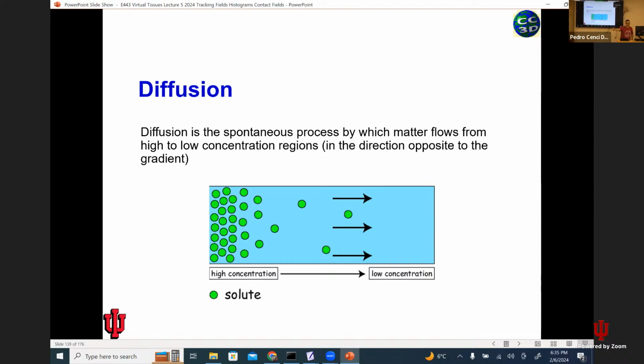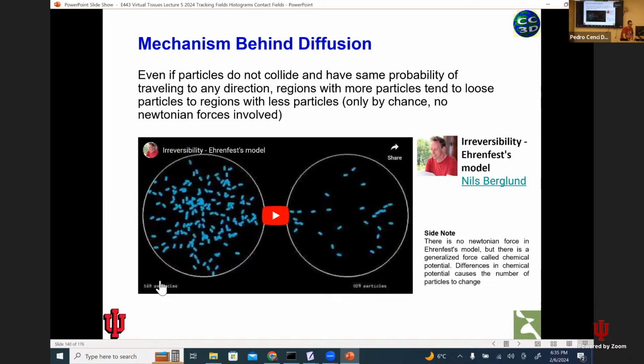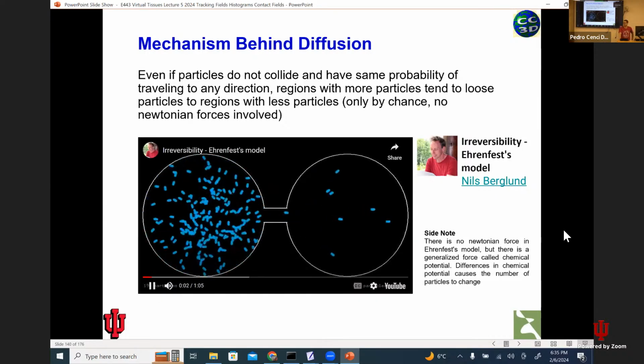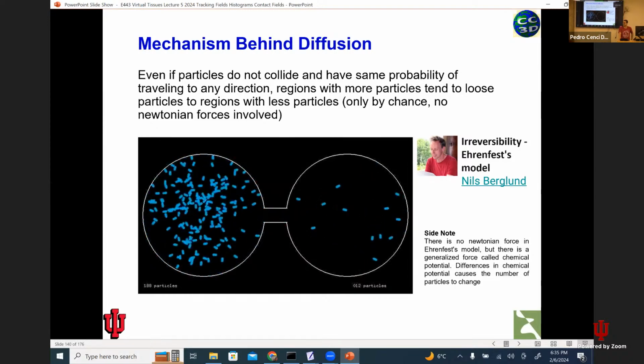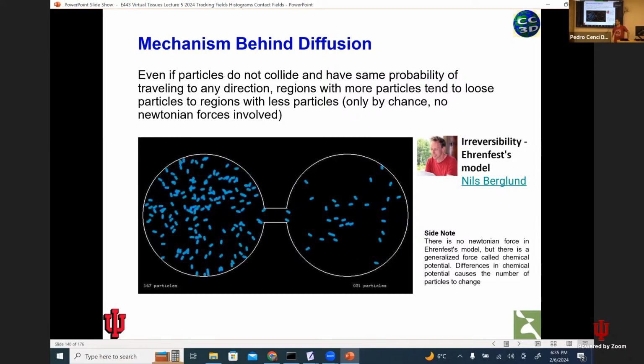Good. But do they need to collide with each other? Yes, and push each other around. No. No? No. Look at this simulation. They are not colliding. Oh, because it's by chance. Probabilistic, yeah. It's fundamentally probabilistic. They don't need to collide.